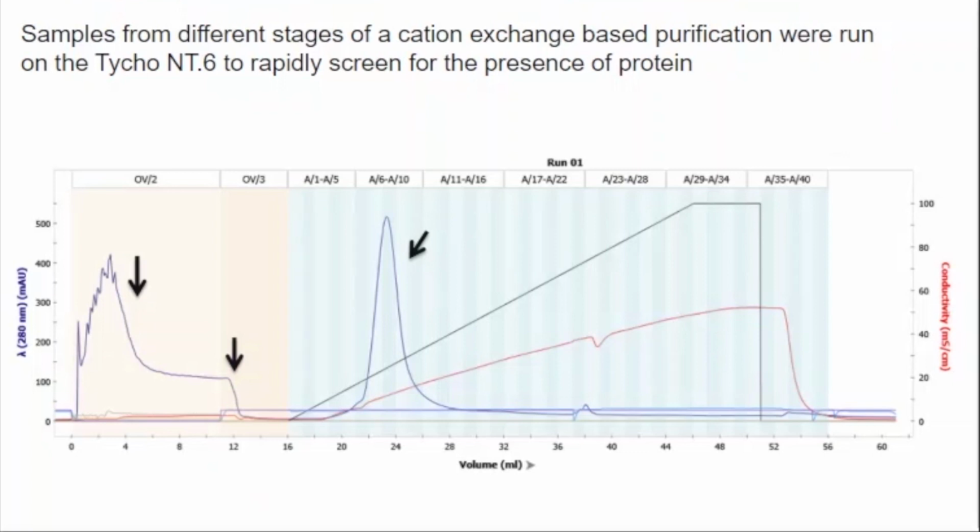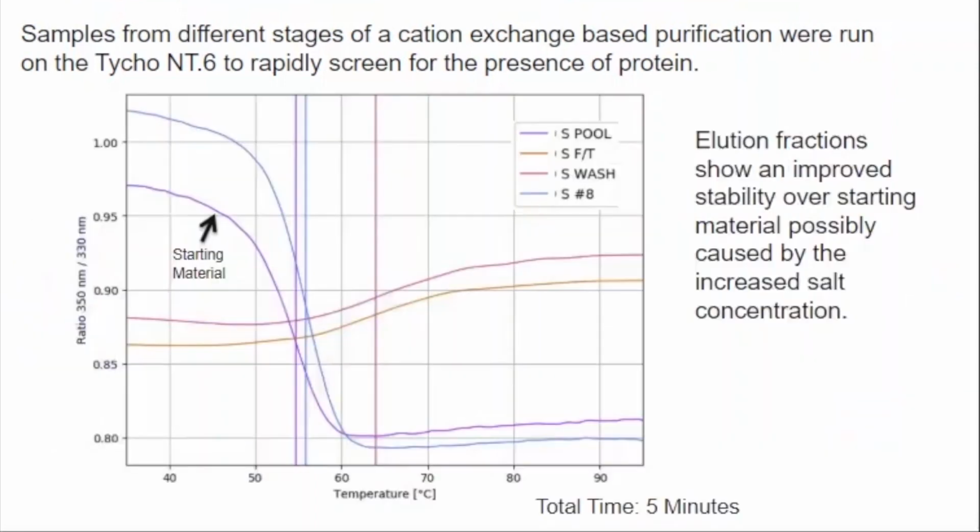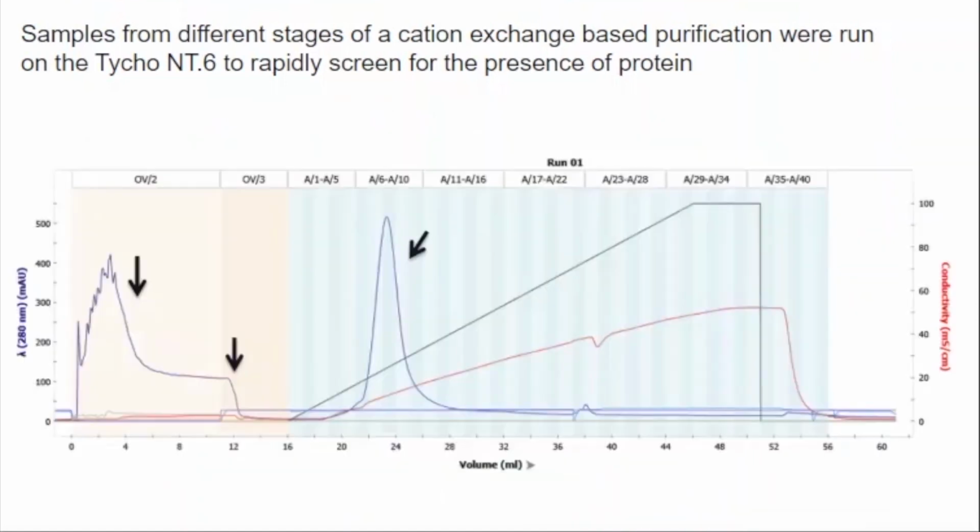How do I know that this very large peak coming off as the salt increases is my protein? Well, if I go back and look at my Tycho traces, I can see that, as I was saying earlier, it's quite similar to my starting material. So we can move on with confidence knowing that the increase in salt has improved the stability of our protein, and it's come off the column.